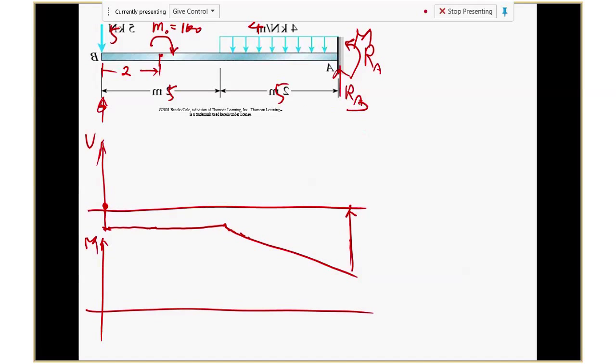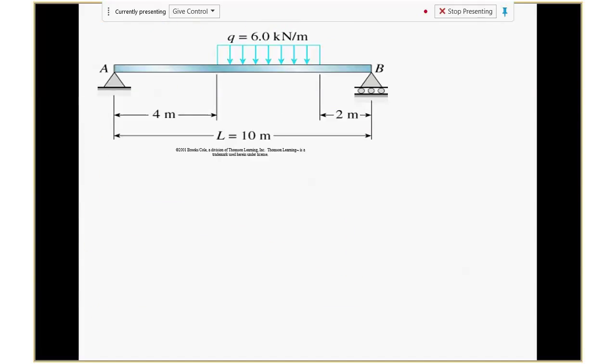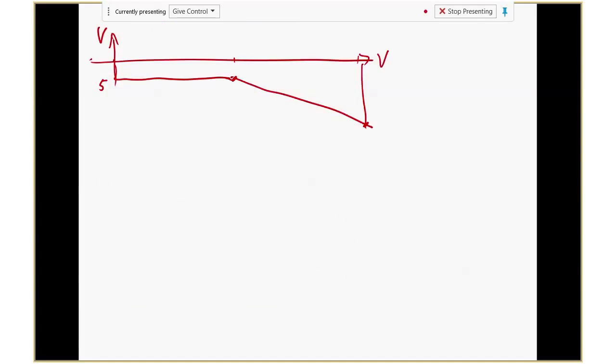Look at this one. Here is 4 times 5. That's the area, 20, so you go down 20. So you end up here. You go down to negative 25, because you start at negative 5 here and go down by 20. Any questions about the V diagram?